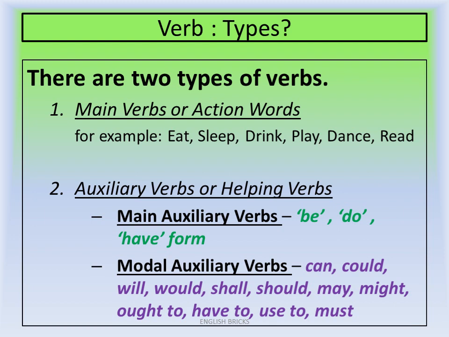Now if you look further, the verbs are further divided into auxiliary verbs or the helping verbs. Now the main auxiliary verbs are the be form, the do form, and the have form. And we also have the modal auxiliary verbs. For example, can, could, will, would, shall, should, may, might, ought to, have to, used to, must. Now you've seen in front of you the auxiliary verbs or the helping verbs, which are further divided into main auxiliary verbs and the modal auxiliary verbs. But what is their function? Now that is what we'll learn in just a while.